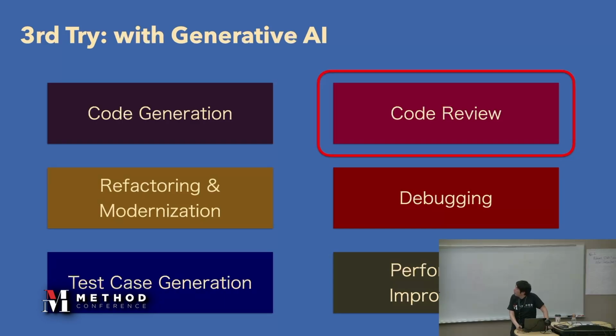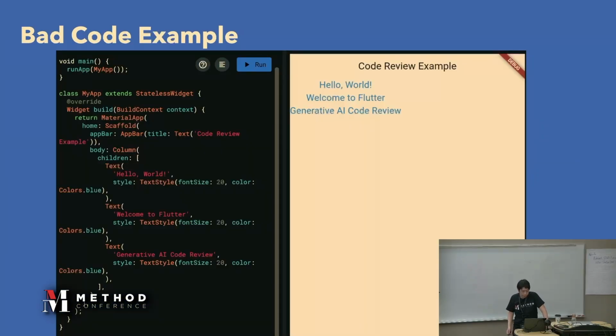Okay, let's move on to the third try, about code review. How can we ask generative AI to review our code? Here is a code example. It's very simple source code, but this code has a problem. If you are a software developer, even if you are not familiar with Flutter, you can easily guess this source code problem.